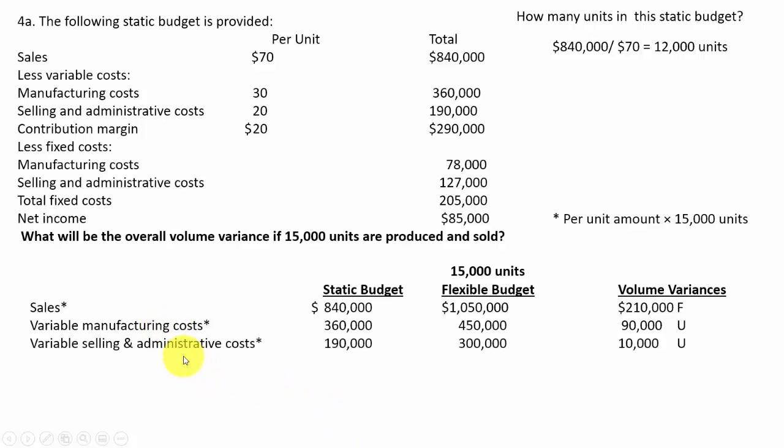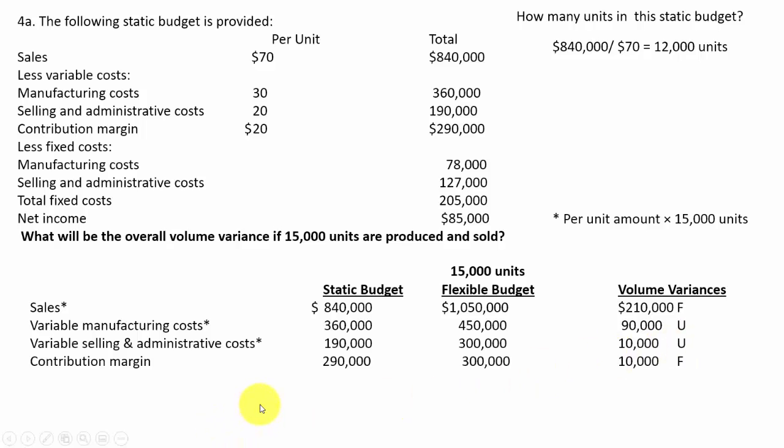Next, we have variable selling and administrative costs. Under the static budget, we have $190,000 total, and under the flexible budget, we have $300,000. The way we get this $300,000 again was to take 15,000 units and multiply it times this $20 per unit to come up with a total of $300,000. Then we'll compare that to the static budget level of $190,000. In this case, we'll have $110,000 more costs under the flexible budget, and it's unfavorable because it's higher, but it should be higher because our volume's higher.